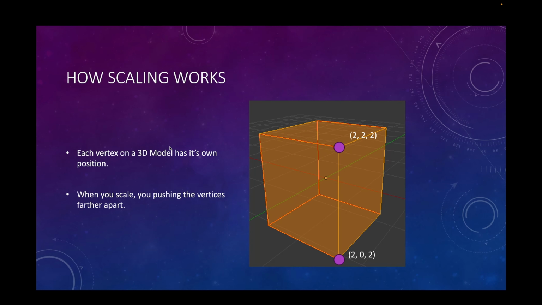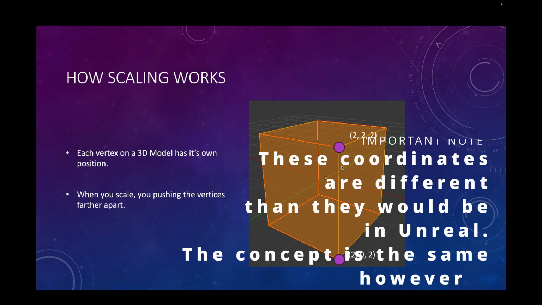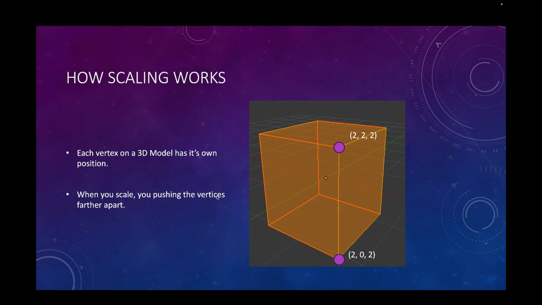When you scale an object, you change the distance between these vertices. Each vertex on a 3D model has its own position. So when you scale, you actually are pushing your vertices further apart or bringing them closer together if you're making it smaller.